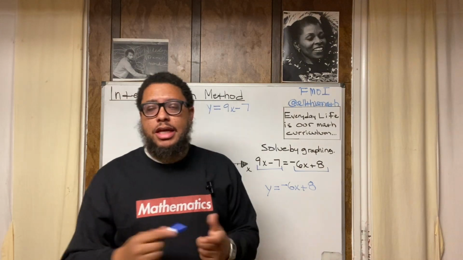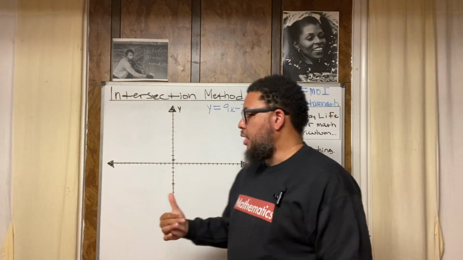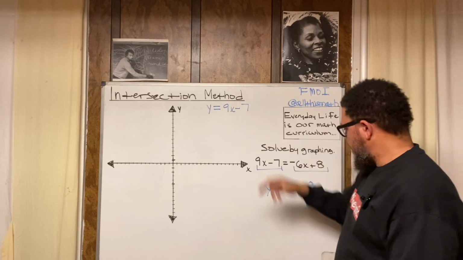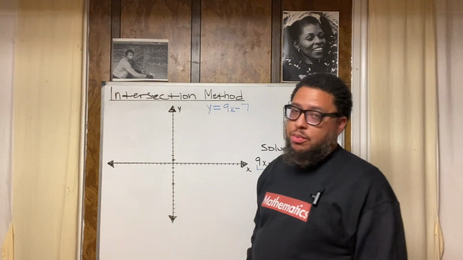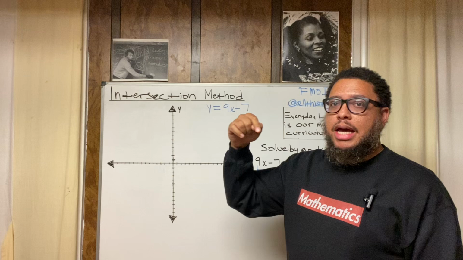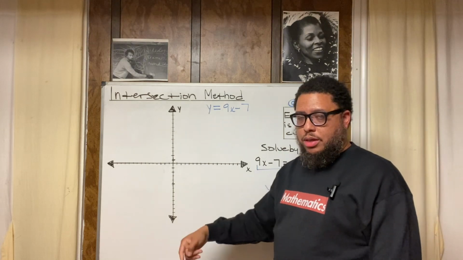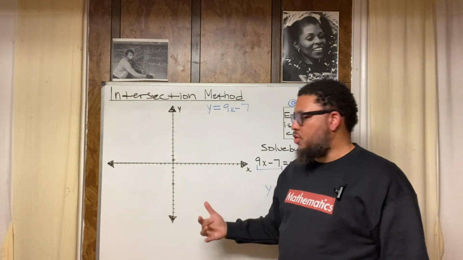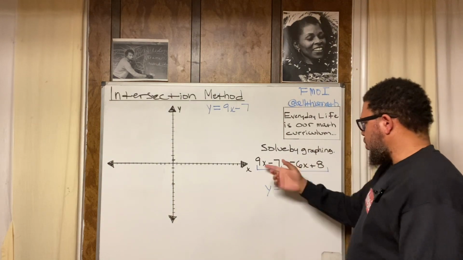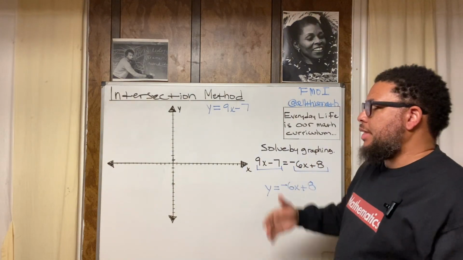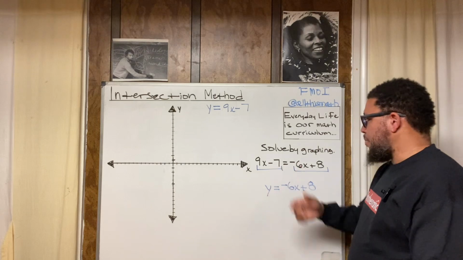And it's called the intersection method because we're going to graph each of these equations, this one up here and this one down here, and we're going to see where they intersect on this graph. Wherever they intersect, the x coordinate of that point is the solution. Now, of course, we could use traditional algebraic techniques and solve for x. We could do that, but that's not what we're asked to do. We're asked to solve by graphing.